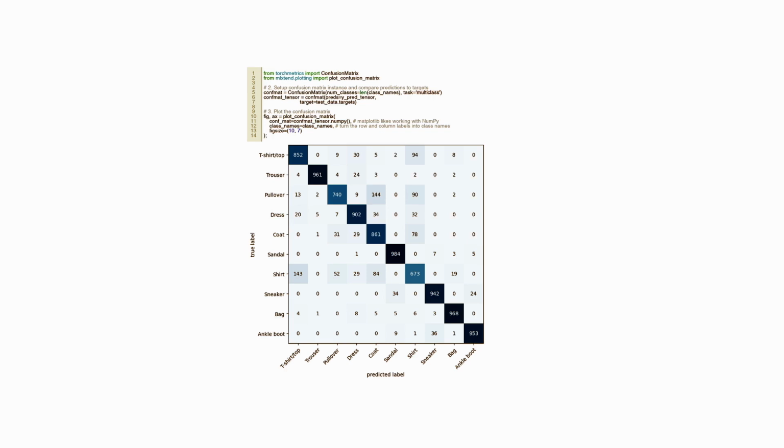Then a confusion matrix instance is set up and initialized with the number of classes in the dataset. The instance is then used to compare predictions, the y_pred tensor, to the actual targets, test_data.targets, resulting in a confusion matrix tensor. Finally, the confusion matrix is plotted using matplotlib, using the class names and a desired figure size. Overall, the code helps to evaluate the accuracy of the predictions by visually representing the number of correct and incorrect predictions for each class in the dataset.